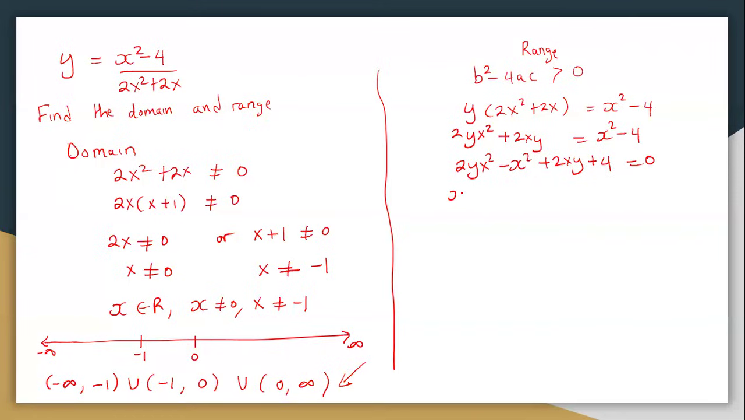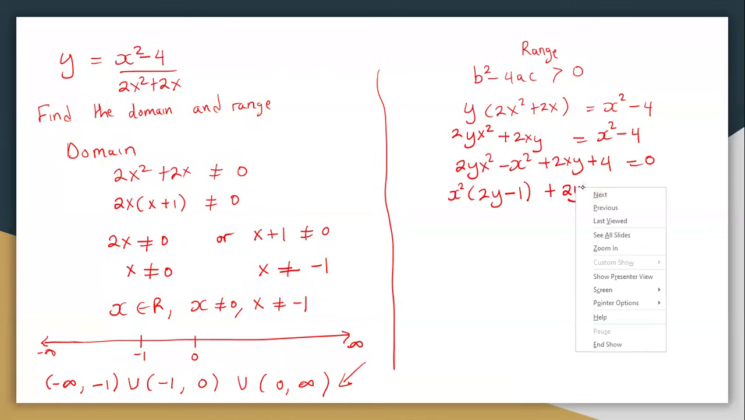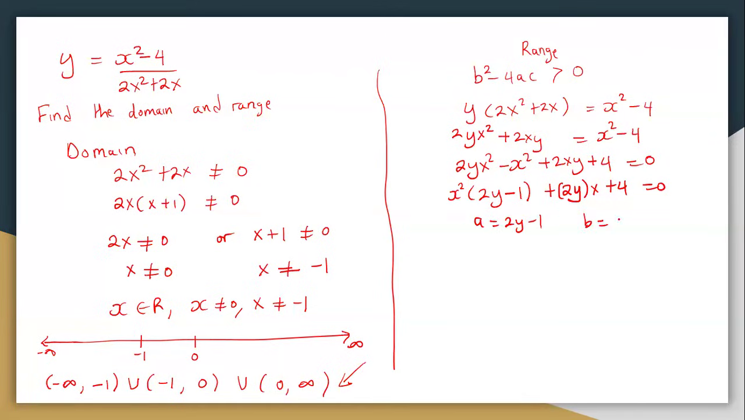Now x squared is common, have it out, and then you have (2y minus 1) plus 2y, and then everything multiplied by x, then plus 4 equals 0. Then feed in: a is 2y minus 1, b is equal to 2y, c is equal to 4. So once you reach this point, you substitute accordingly.